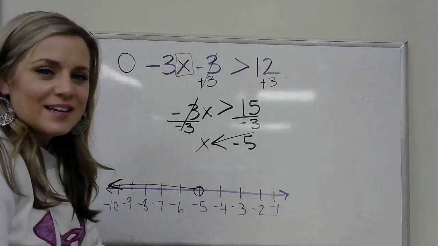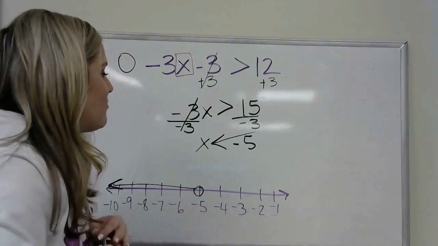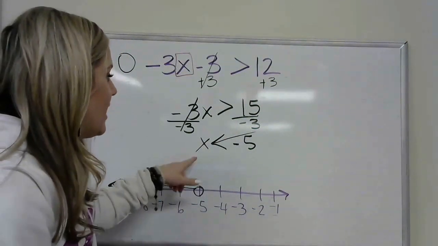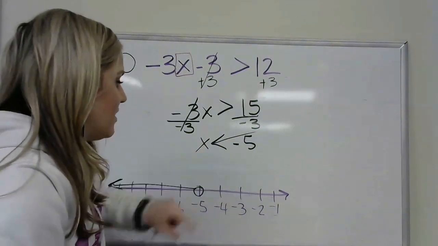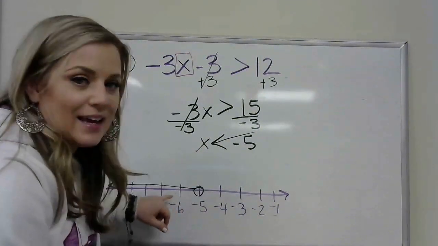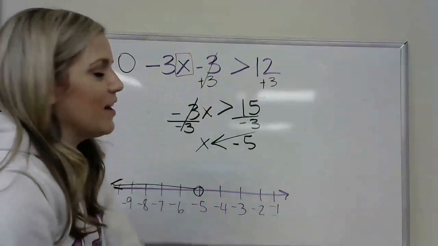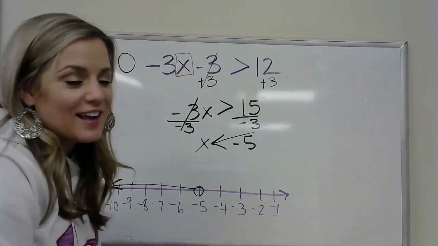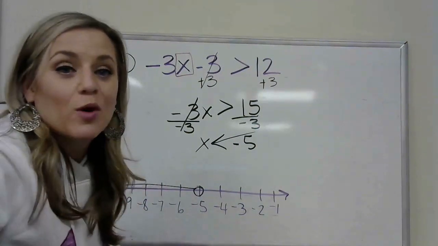I hope that helps you. If you get confused by the line part, you can just know that x is less than negative 5, so any number less than negative 5 will satisfy this inequality. Hopefully you did it right. If you didn't, raise your hand, ask me, and I will come help, okay?